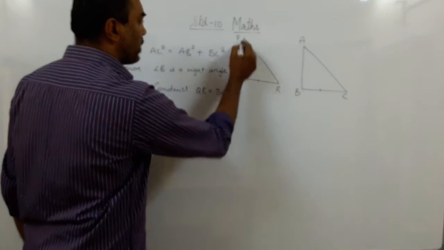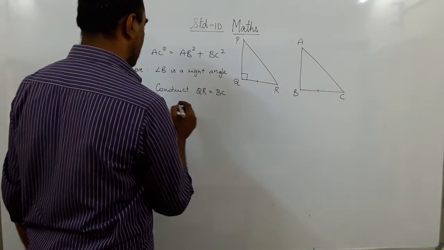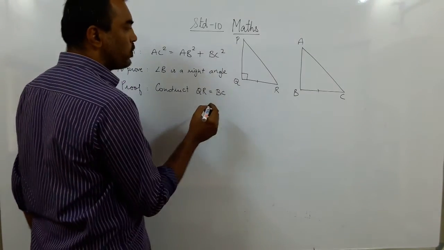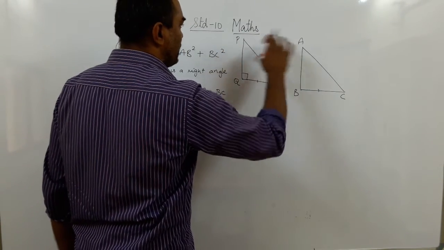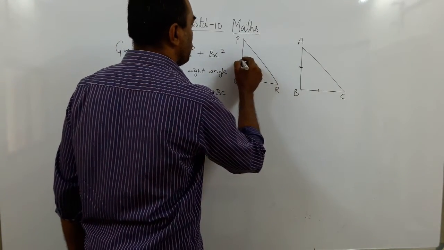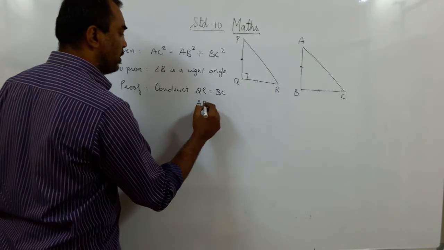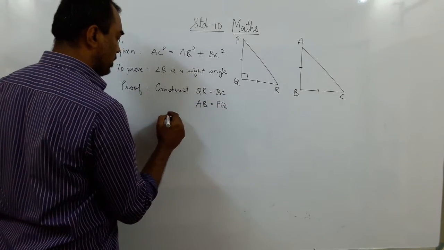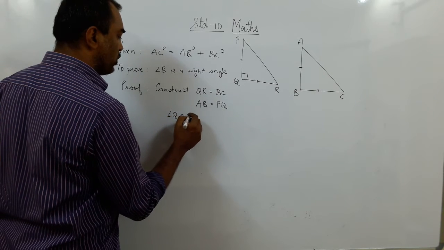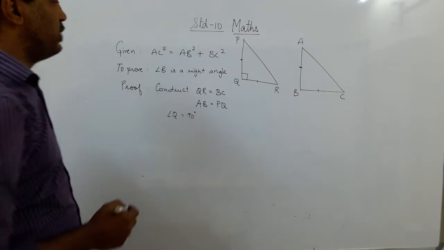Now from Q draw a right angle. From this right angle, this line, cut the line at P such that AB equals PQ. So AB equals PQ, and angle Q is equal to 90 degrees. This is the construction we did.